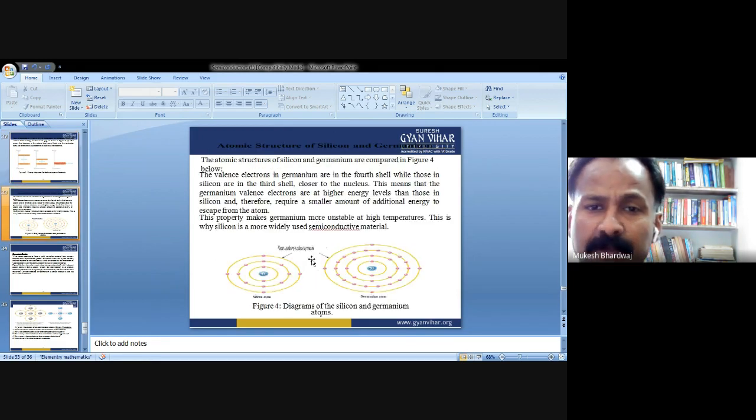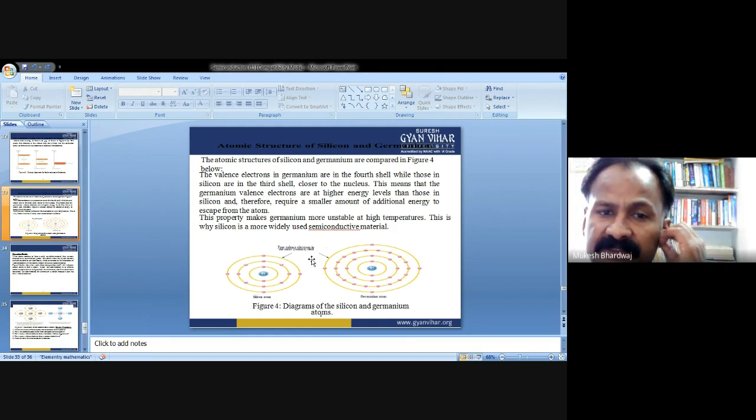Now, atomic structure of silicon and germanium. The atomic structures of silicon and germanium are compared in figure 4 below. The valence electrons in germanium are in the fourth shell, while those in silicon are in the third shell, closer to the nucleus. This means that the germanium valence electrons are at a higher energy level than those in silicon and therefore require a smaller amount of additional energy to escape from the atom. This property makes germanium more unstable at high temperature. This is why silicon is more widely used as a semiconductor material.